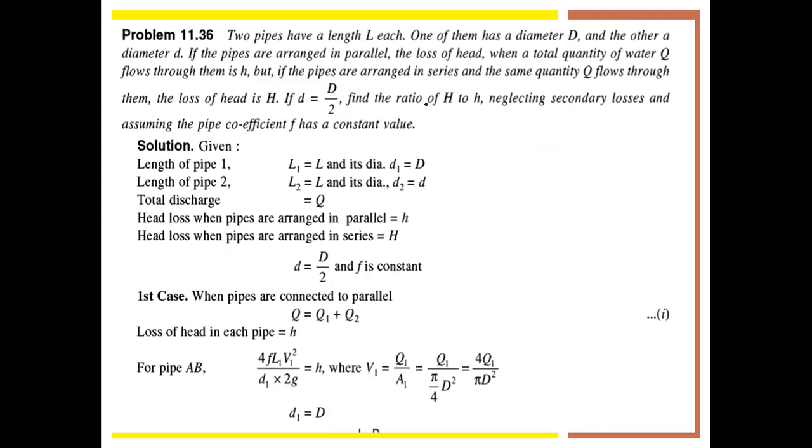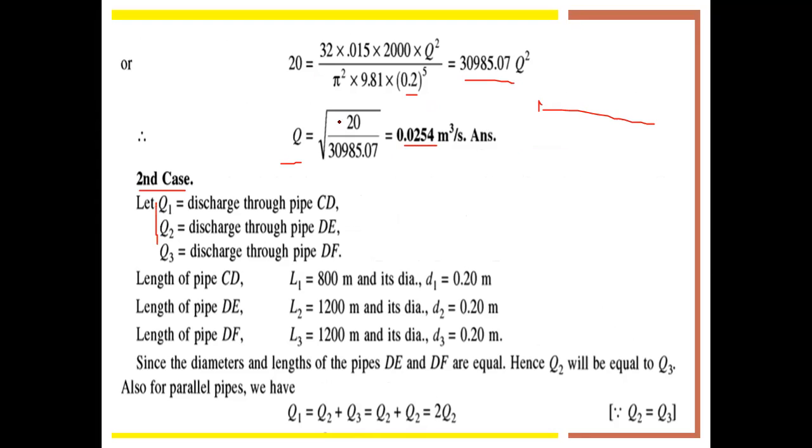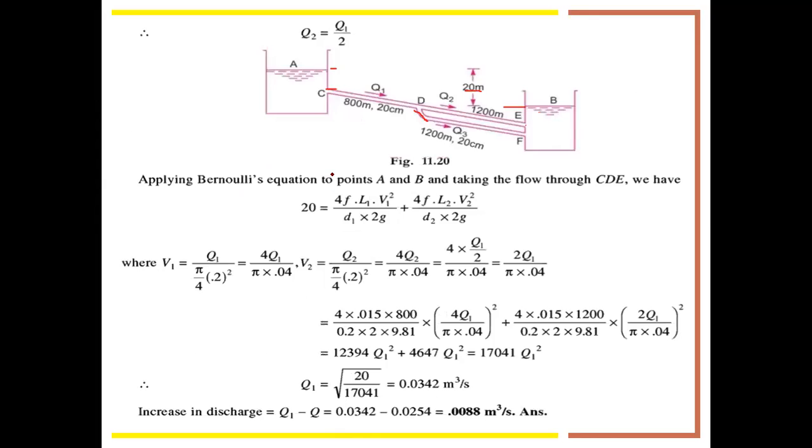Next from D to E, Q2 is equal to discharge through the pipe DE. Q3 is equal to discharge through the pipe DF. Therefore you are having three types of discharges: one is C to D, D to E and D to F.